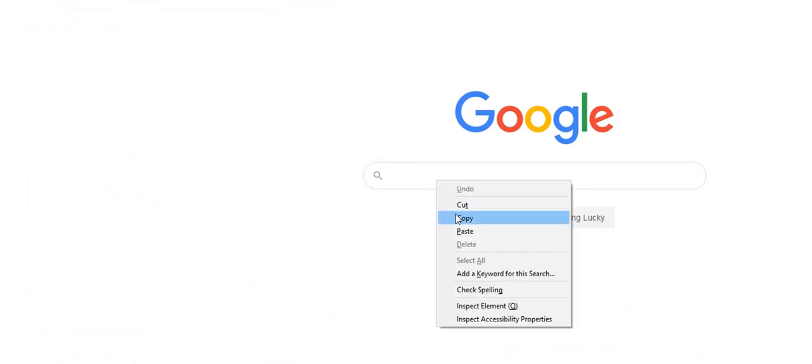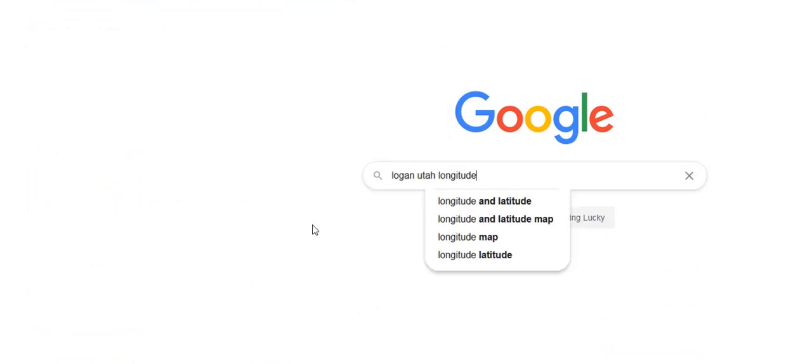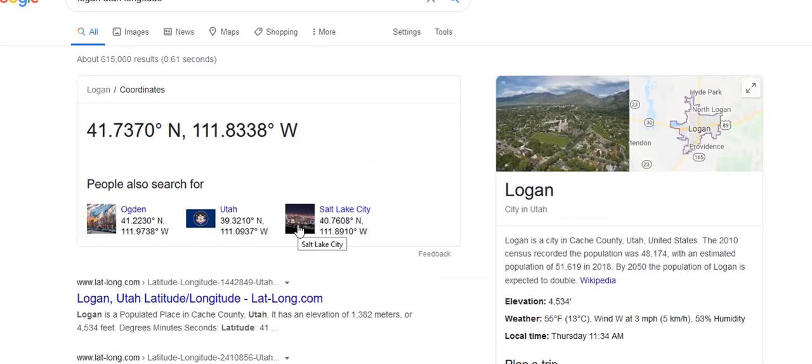Let's type in Logan, Utah. Longitude, and we see that it's 41.7370 degrees north, so that'll be a positive number, and 111.8338 west, that'll be a negative number. It's west of Greenwich, England, so that's the 0 point. Everything west is negative, everything east is positive, all the way to 180 degrees.